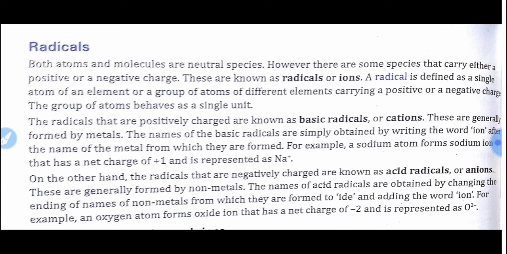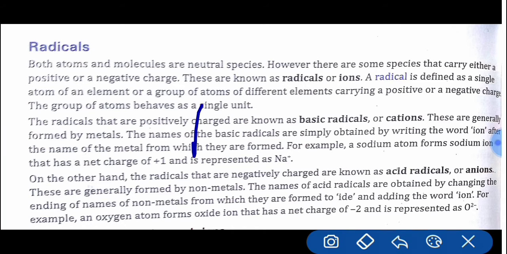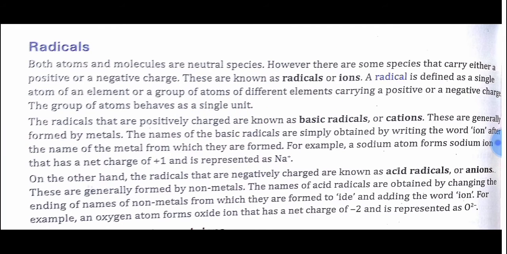The radicals that are positively charged are known as basic radicals or cations. रेडिकल पॉजिटिवली चार्ज, इसमें मान लो Na है, if it carries plus charge, so it is a basic radical or cation. These are generally formed by metals. Basic radicals or cations are formed by metals. The names of the basic radicals are simply obtained by writing the word ion after the name of the metal from which they are formed.